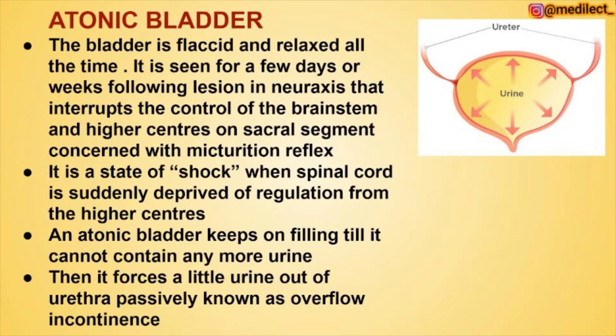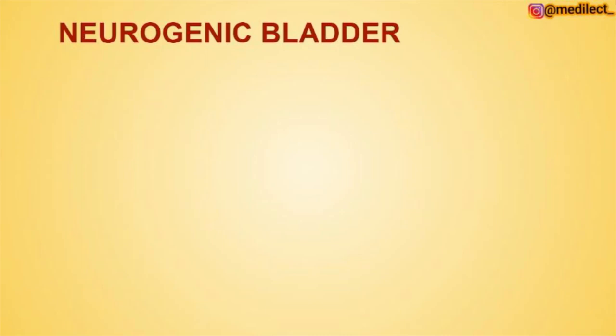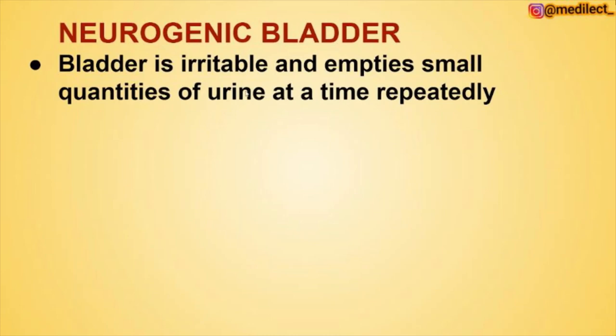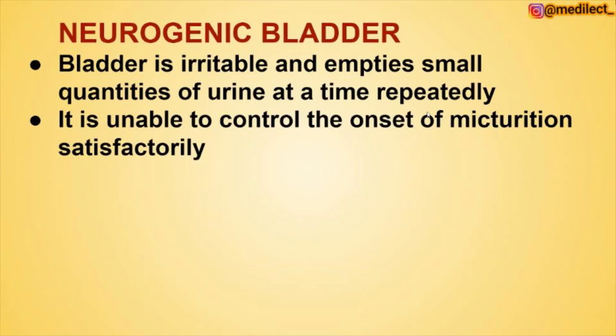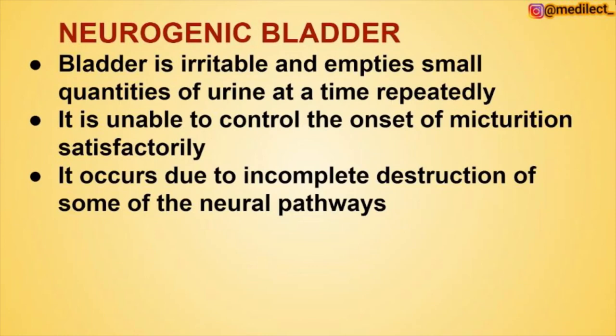The next is a neurogenic bladder. The bladder over here is irritable and empties small quantities of urine at a time repeatedly. It is unable to control the onset of micturition satisfactorily. It occurs due to the incomplete destruction of some of the neural pathways.